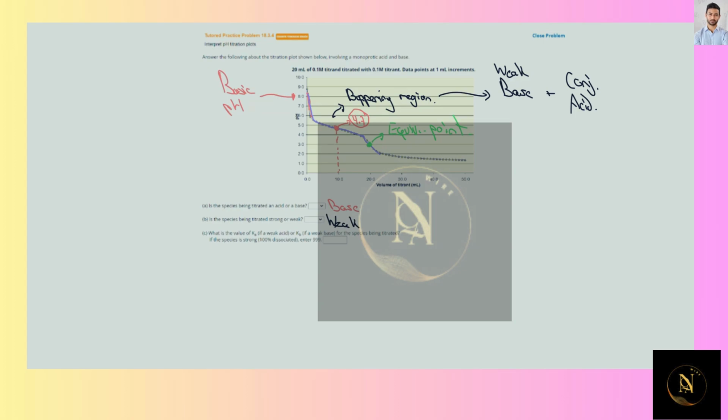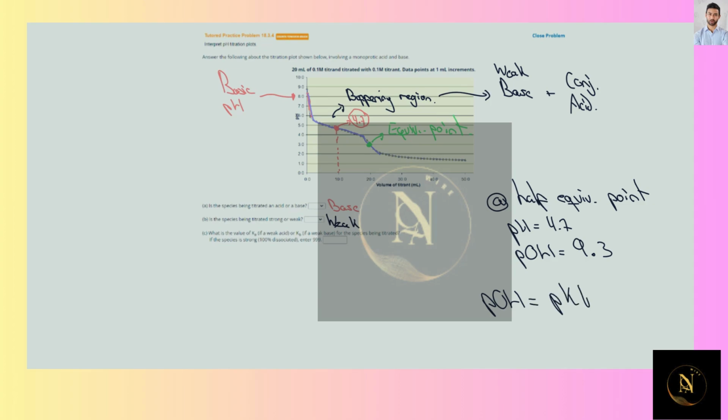So that means that at half equivalence point, the pH is going to be equal to 4.7. That means that the pOH is going to be equal to 9.3. And what we know about the titration of a weak base with a conjugate acid is that at the midpoint, the pOH would be equal to the value for the pKb. Thus, pKb equal to 9.3, giving us a value for Kb equal to 10 to the minus 9.3.